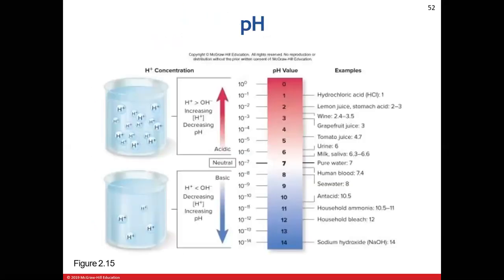If we take a look at the pH scale, this gives us a chance to look at a few substances that fall within that scale and where they fall. You can see a very strong acid is hydrochloric acid, HCl. Lemon juice and stomach acid are about 2 to 3. These are very strong acids. They put a lot of hydronium ions into solution, and you can see that over here.